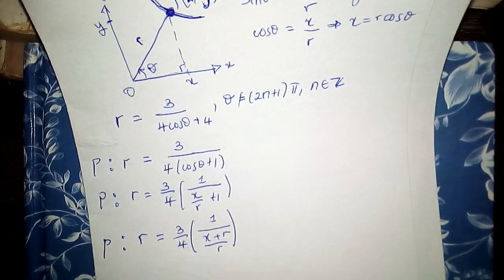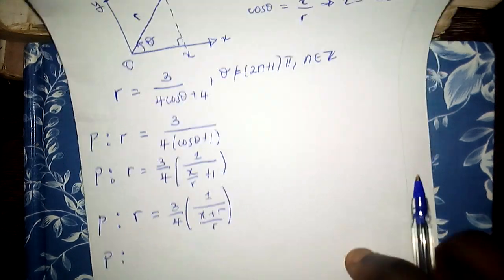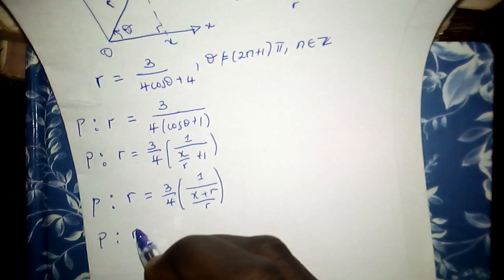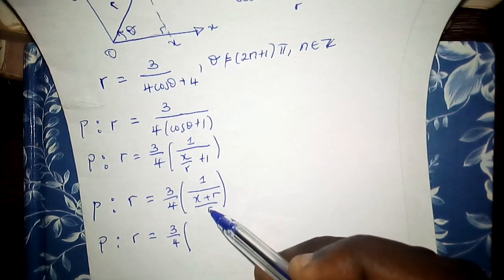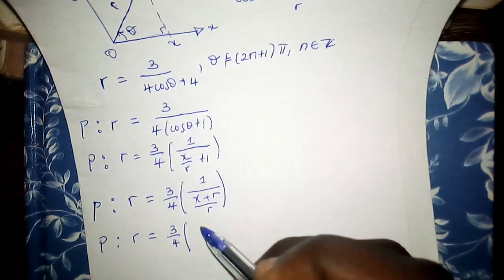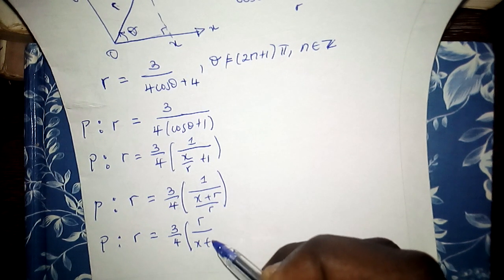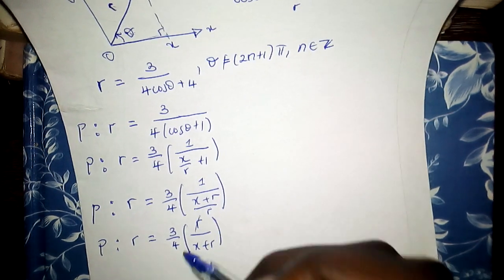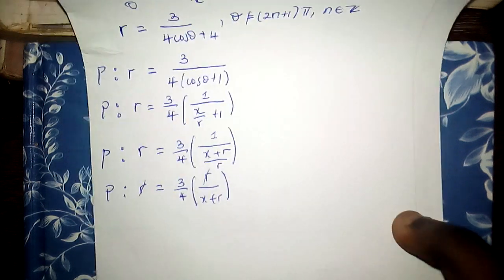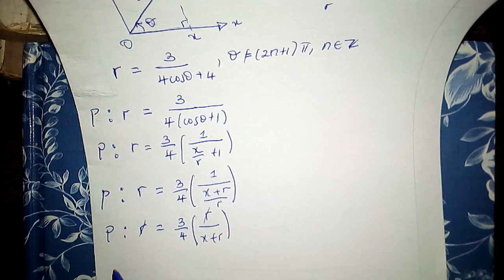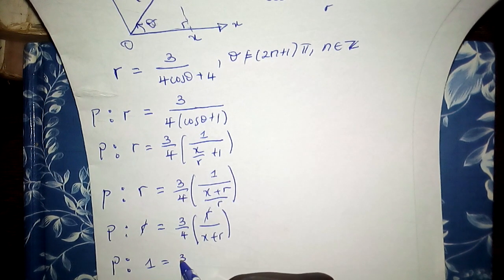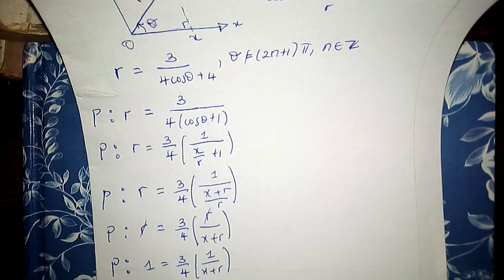Okay, so our parabola P is going to be r is equal to 3 divided by 4. Now the r in the denominator here is going to go to the numerator, so you have r divided by x plus r. Now clearly r is going to cancel with r because r can never be 0 since it is a distance. Alright, so my parabola P will be defined by 1 is equal to 3 divided by 4 times 1 by x plus r.